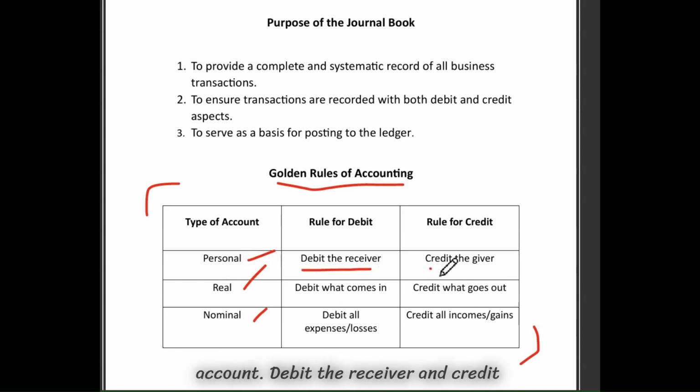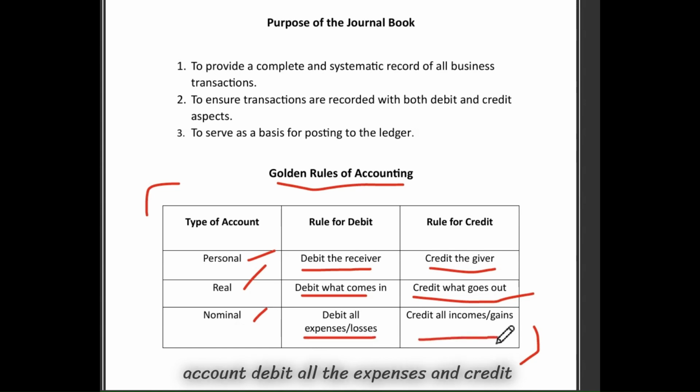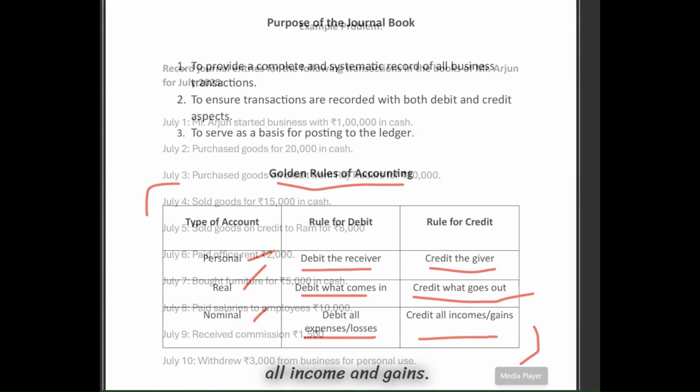In personal account, debit the receiver and credit the giver. In real account, debit what comes in, credit what goes out. In nominal account, debit all the expenses and credit all income and gains.